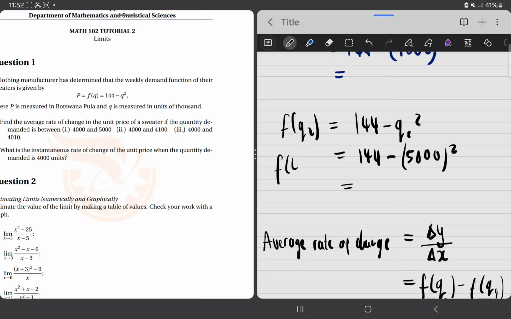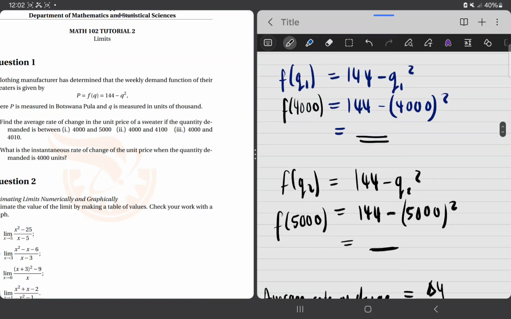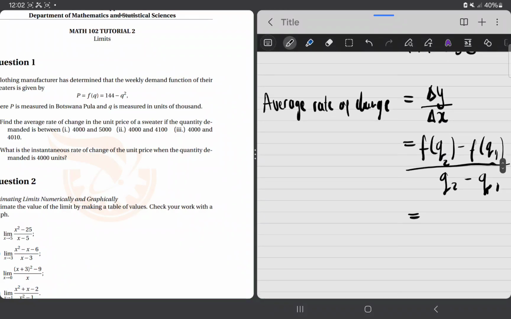F of q2, you can call f of 5,000, because q2 is 5,000. And f of q1 you can call f of 4,000. So let's get our solutions. I'm going to punch them in the calculator now. For f of 4,000, you would see negative 15,999,856. For my f of 5,000, I would get negative 24,999,856.